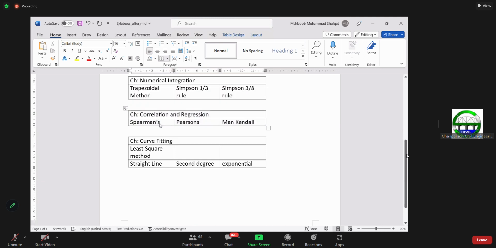For this, I think I already uploaded the notes. And then we had curve fitting, the least square method, which we talked about today. Maybe tomorrow we will have one last chapter, and then we will end the class.